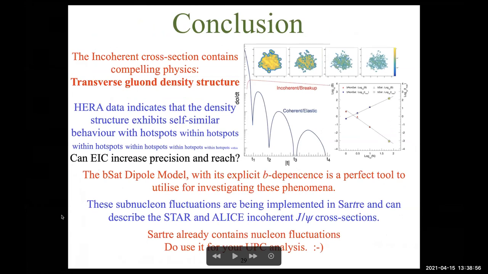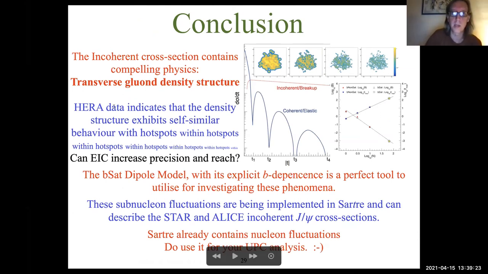Could you go to your summary, conclusion? Maybe I have a very stupid question, because you said that your density structure exhibits self-similarity. In a sense, it could be that you could make up the model with fractal structure. So could you relate this self-similarity to the self-similarity in these peaks you have here? So in some sense, you mean the coherent peaks? Yeah.